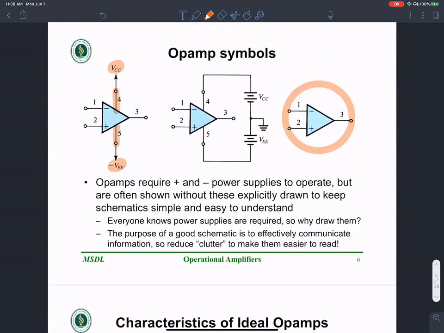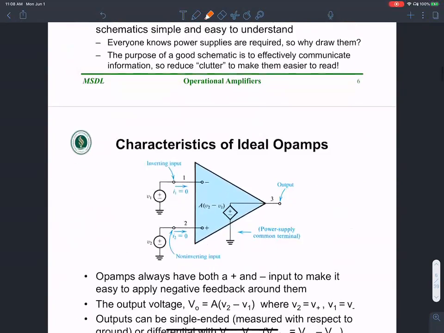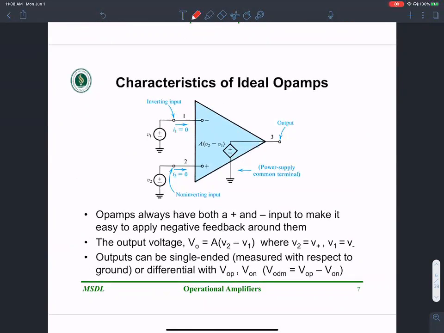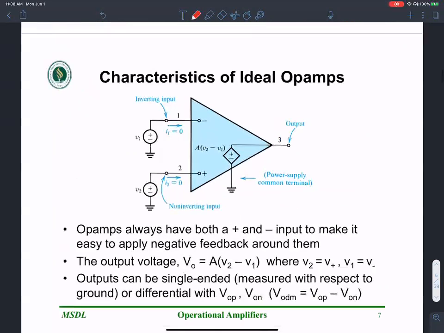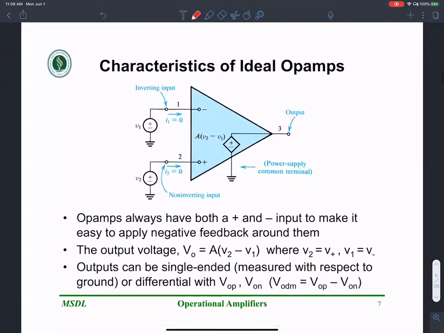So the op-amp shown with this triangle symbol has 2 inputs, and for this class, 1 output. Let's see some characteristics of an ideal op-amp. These are assumptions that we will revisit later. An ideal op-amp always has both a positive and a negative input to make it easy to apply negative feedback around it. When you want to apply negative feedback, you tie it back to the negative terminal.